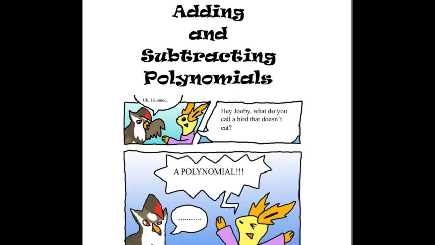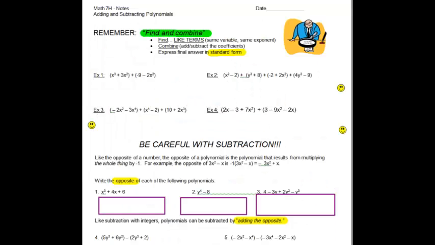Tonight we're going to take our lesson a little further and add and subtract polynomials. And a little comic there for you. What do you call a bird that doesn't eat? A polynomial. Tonight we're going to subtract and add polynomials.